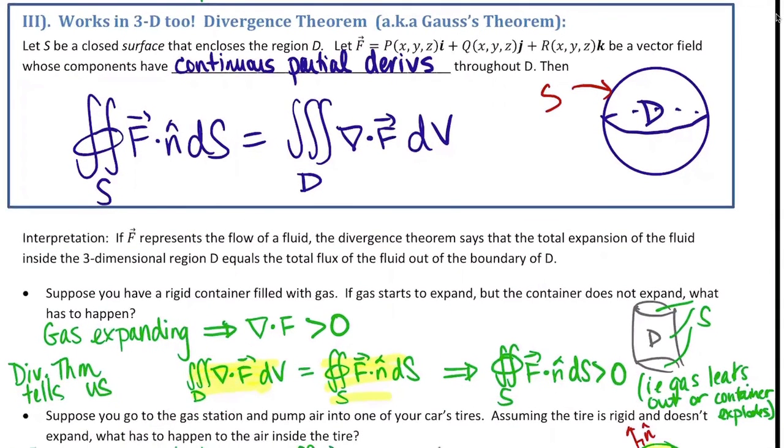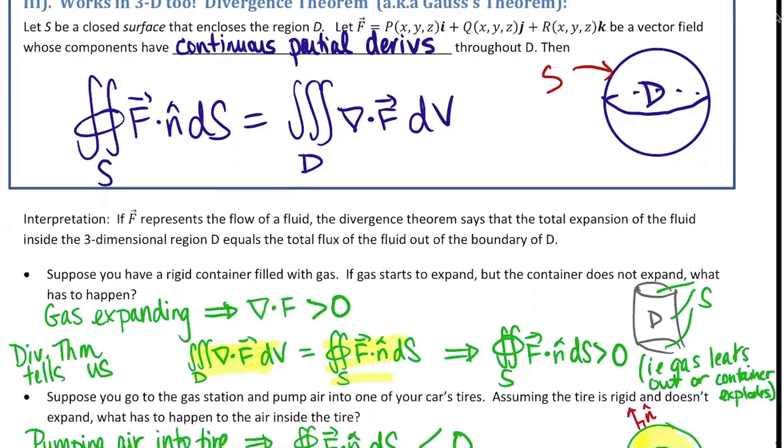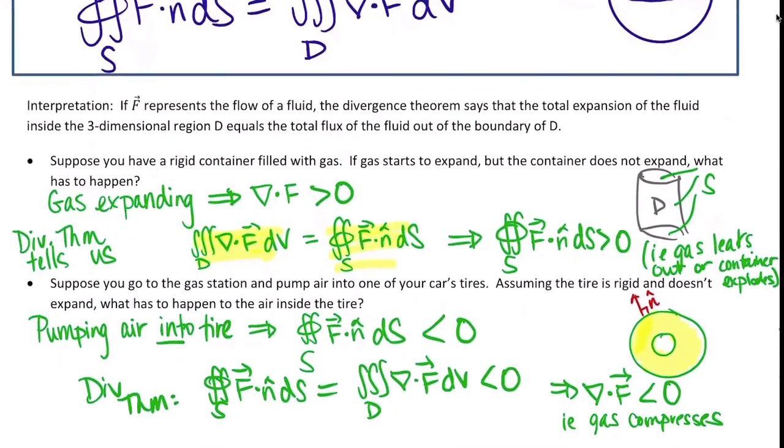Another way we can think of this is go to the gas station, pump air into one of your car's tires. Assuming the tire is rigid and doesn't expand, what has to happen to the air inside the tire? And if you said it compresses, you are correct. And that comes directly, again, out of the divergence theorem. Pumping air into the tire would mean your net outward flux through the tire itself, like through the little boundary of the tire, is negative. And then the divergence theorem tells us if this net outward flux is negative, that this triple integral needs to be negative. And the only way that could happen is if your divergence was negative, meaning your gas is compressing.